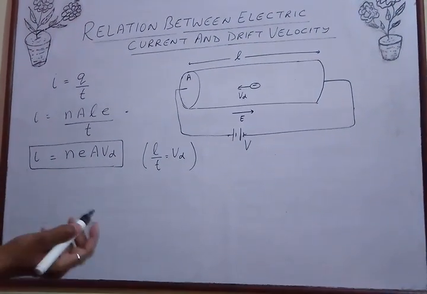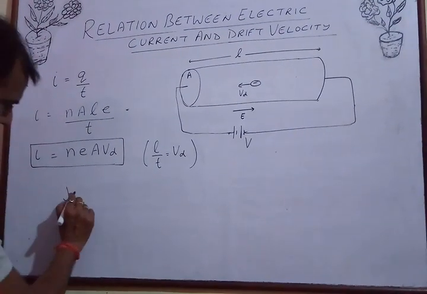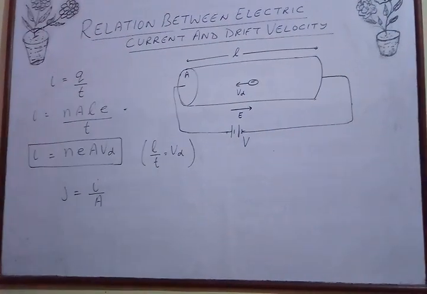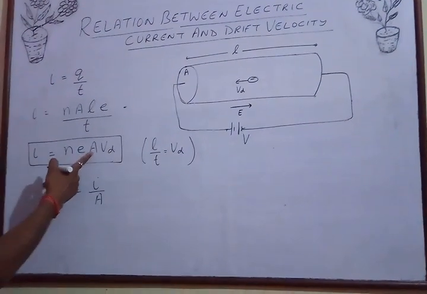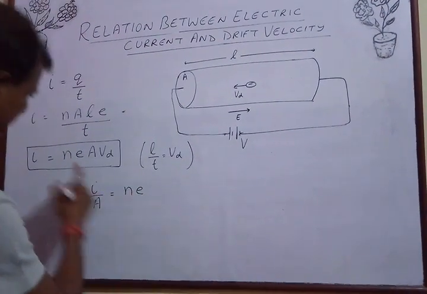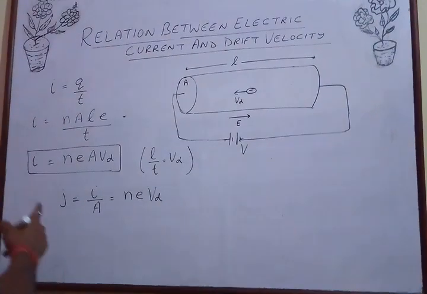Now we know that the current density is written with the symbol J. This is I upon A. So I upon A will be equal to neVd. This is your other formula for current density: J is equal to neVd.